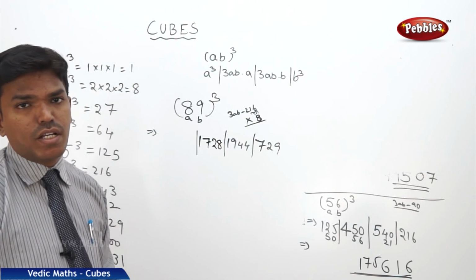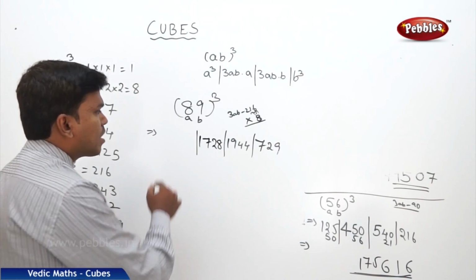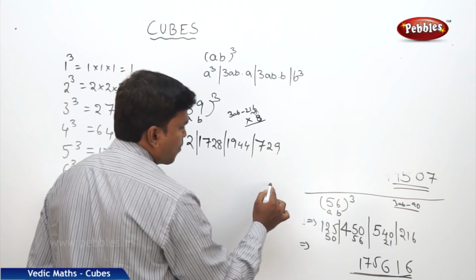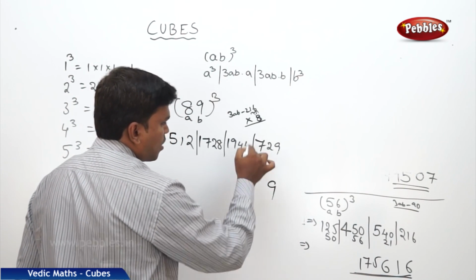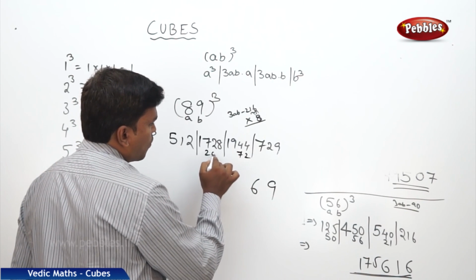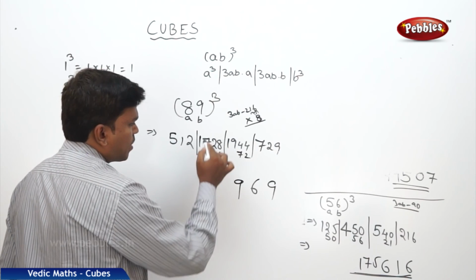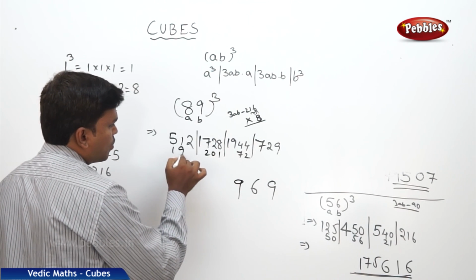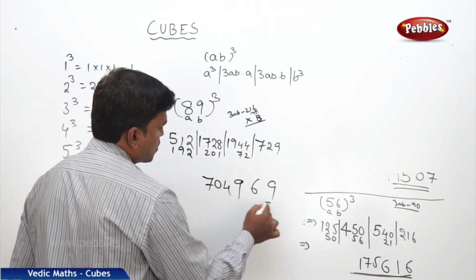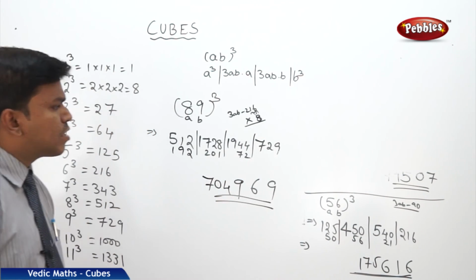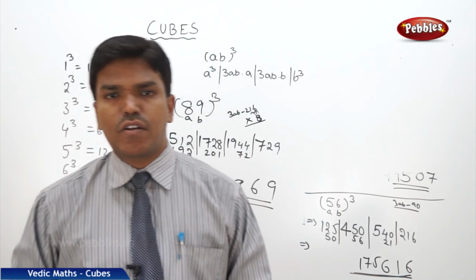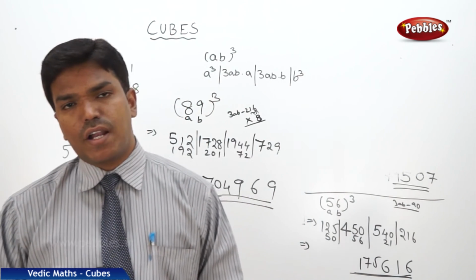Now what is the last step? That is a cube, 8 cube. 8 cube is nothing but 512. Now quickly you need to balance this. See here, first drop 9 and carry 72. Drop 6, carry 194 plus 7, how much? 201. So drop 9, 172 plus 20, 192. So how much will you get? 704969. So like this, you can even calculate higher-digit cubes of numbers below 100.